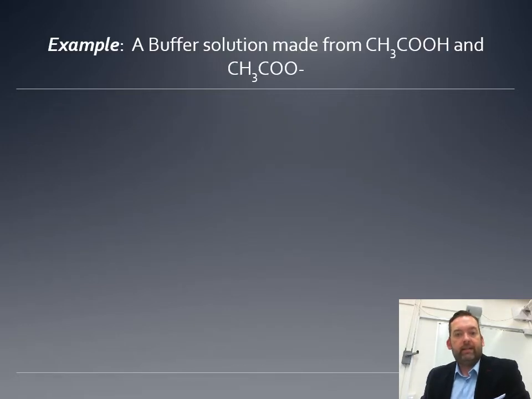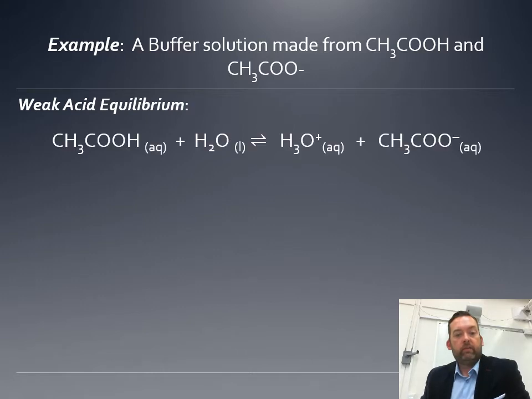What we've got here is the simple buffer system between ethanoic acid and its ethanoate ion conjugate base. So let's see this one. Okay, so here's our equation. You can see that we've got ethanoate ion, an unionized weak acid molecule on the left with water. Now remember, water is not in the equilibrium expression in the liquid form. On the product side, we've got hydronium ions and we've got ethanoate ions.